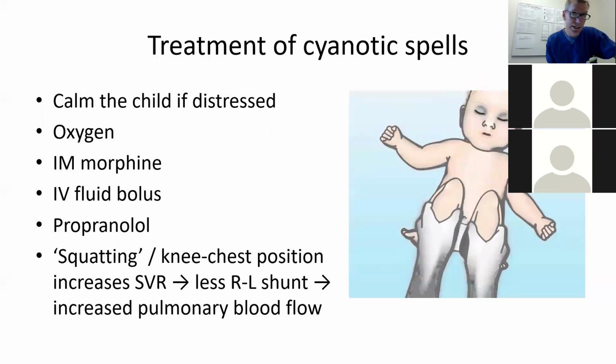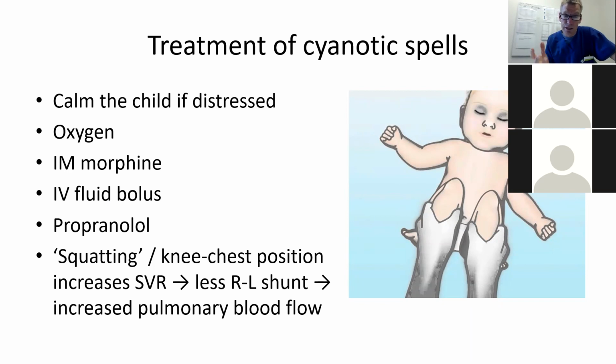It's useful to know how to treat cyanotic spells, and you can almost always treat them well if you know that it requires several different forms of therapy. The first one is to calm the child if distressed. Often these babies are very, very distressed. They have severe respiratory distress. Often they're deeply cyanosed, they're crying and they're screaming. And the first thing to do is try to calm the child.